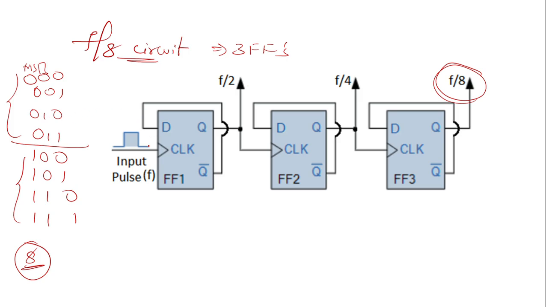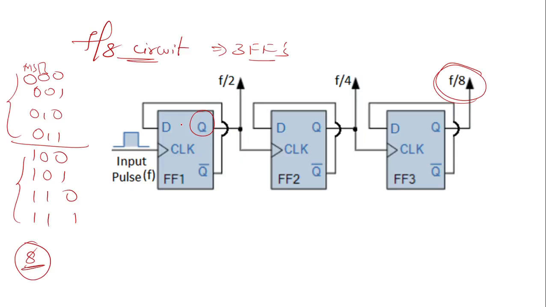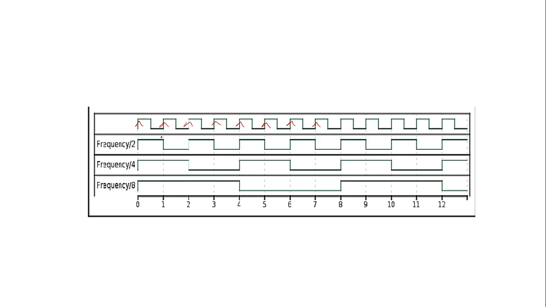So next, here we need 3 flip flops. It will be the same. The first flip flop output is going to be the input to the second clock, and the second flip flop output is going to be the input to the third clock. So it is our waveform. It is our positive edge of the clock. The first Q is going to change for every positive edge of the clock.